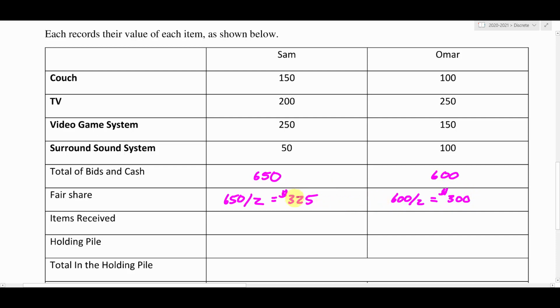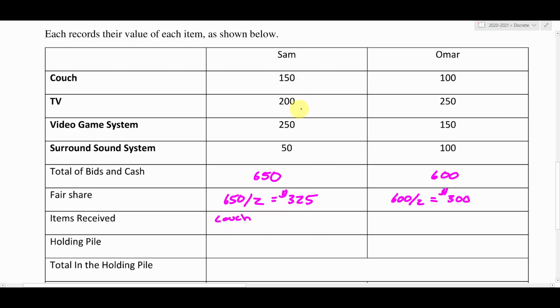So for Sam to walk away happy from this scenario, he's got to get at least $325 worth of stuff. For Omar to be happy, he would have to get at least $300 worth of stuff. Now to figure out who gets what stuff, we go back to the bids and we say, who bid the highest on the couch? Sam bid the highest on the couch, so Sam gets the couch.